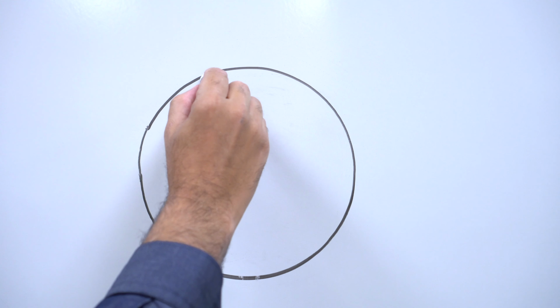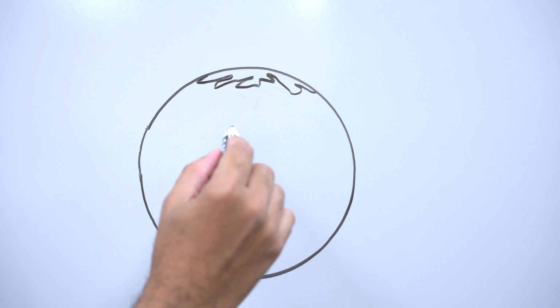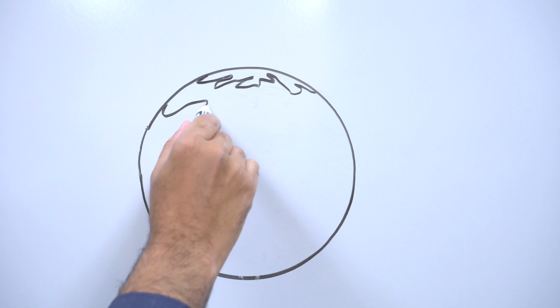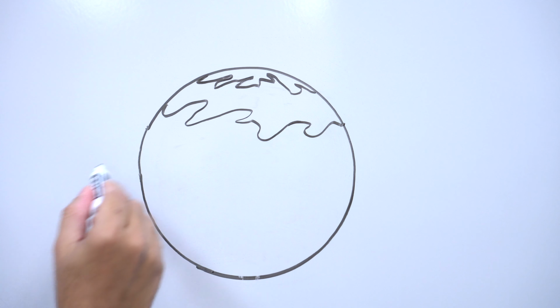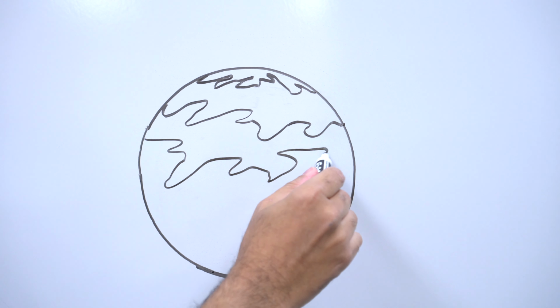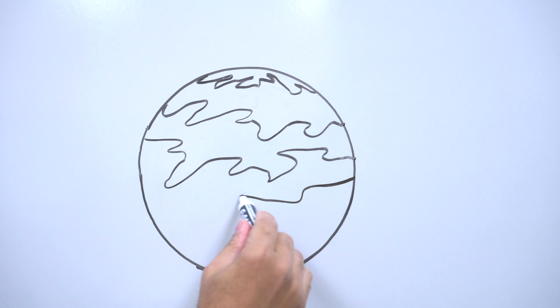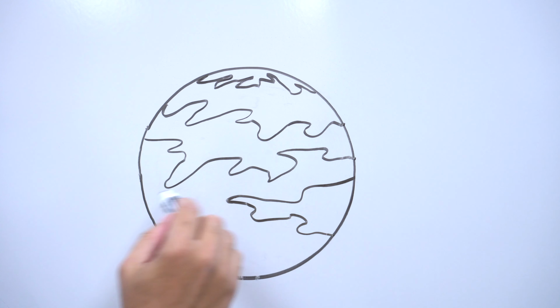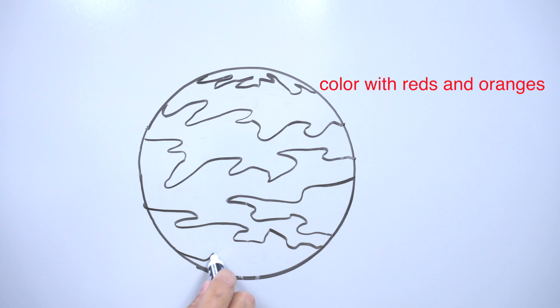Venus is next. Venus is pretty much the same size as the Earth. And it's made up, to me, just of a bunch of curvy lines. It spins the opposite way of the Earth and slower. I will color these different layers of Venus, different reds and oranges. They call it the fiery planet.